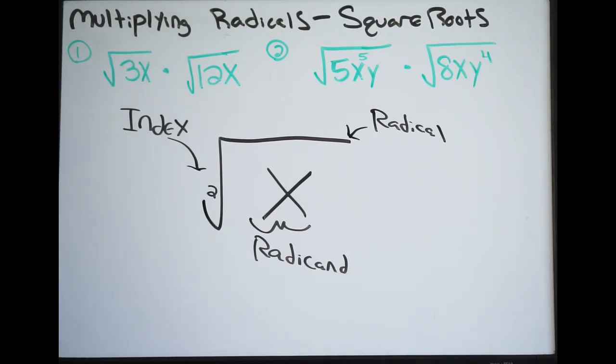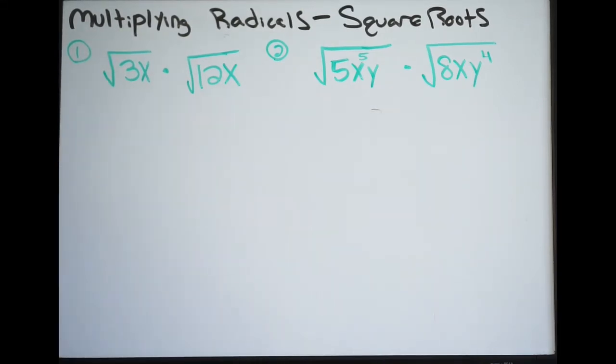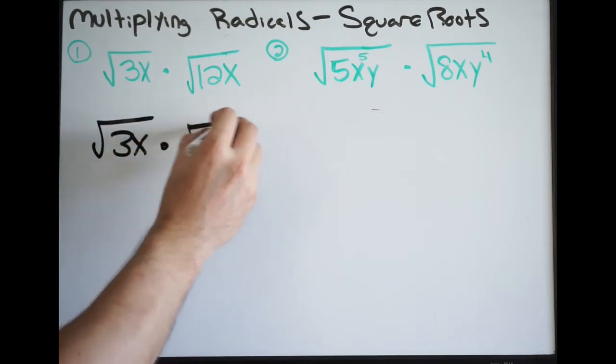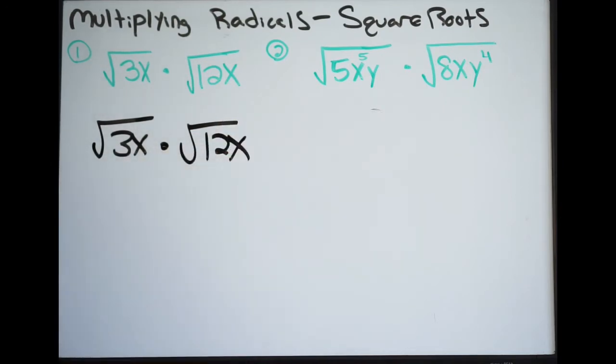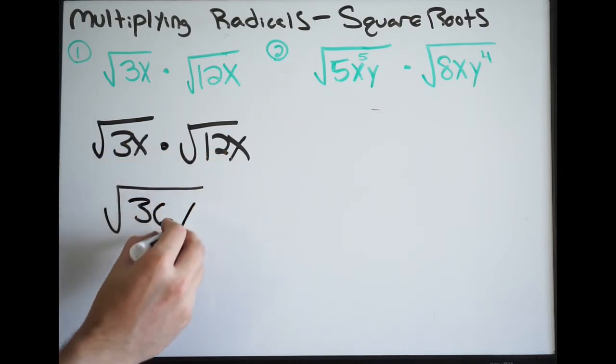Alright? So let's go ahead and do our first problem. Erase this. We have the square root of 3x times the square root of 12x. We're simply just going to multiply what's underneath the radicals. I like to work on our coefficients first. So 3 times 12, that's 36. And then x times x is x squared.